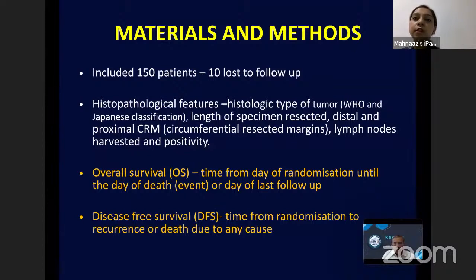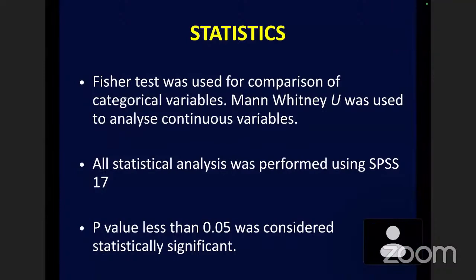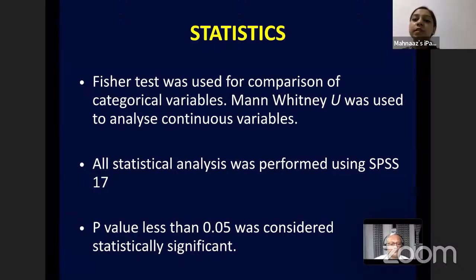The definitions according to this study: overall survival was given as time from day of randomization until the day of death or day of last follow-up. And disease-free survival was defined as time from randomization to recurrence or death due to any cause. For statistical analysis, Fisher's test was used for categorical data, and Mann-Whitney test was used for continuous variables. Statistical analysis was performed using SPSS version 2017, and p-value less than 0.05 was considered significant.